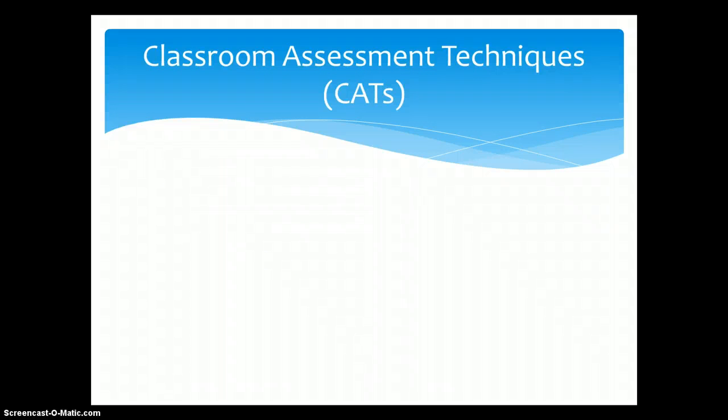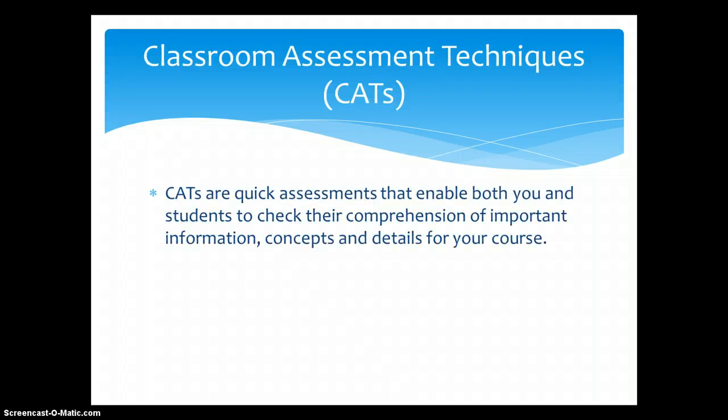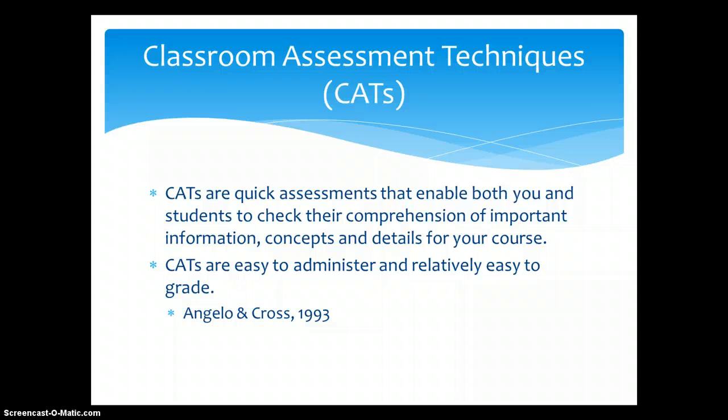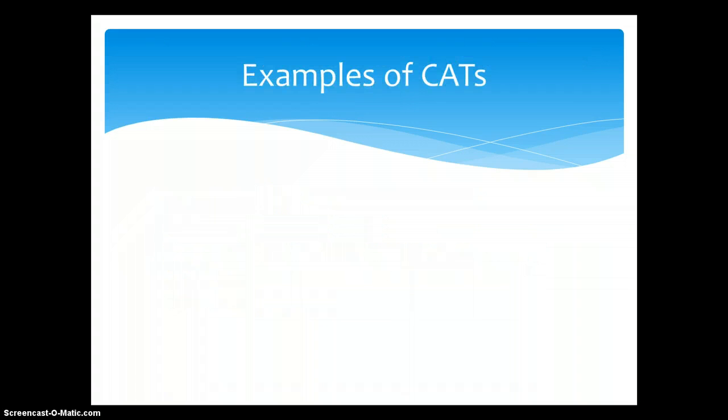One of the types of formative assessments that are pretty easy to administer are something called classroom assessment techniques, or CATs, developed by Angelo and Cross. They're just quick assessments that enable both you and students to check comprehension of important information, concepts, and details for your course. They're very easy to administer and relatively easy to grade. They don't take a lot of thought. You can just quickly scan through them to see where students are.